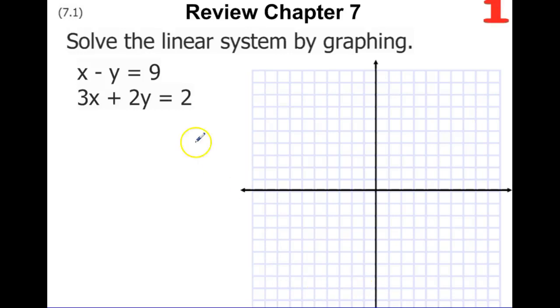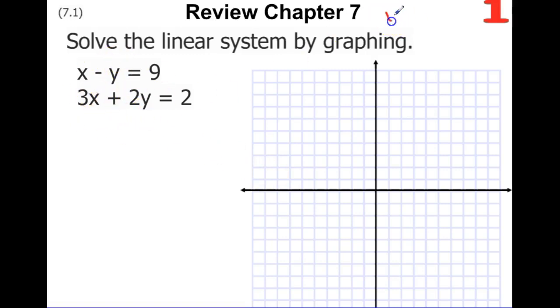Good morning. Today we are reviewing for our Chapter 7 test. So we're learning or reviewing how to do our 3 ways to solve systems of equations: by graphing, by substitution, and by elimination. So we're going to start by graphing 2 systems or 2 lines.